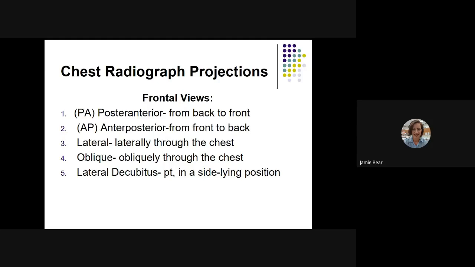Lateral just means through the chest, so from the side. Oblique also means through the chest at a different angle, and then lateral decubitus is where the patient lays down on their side. So there are indications for each one of these, but once again, the most common is PA and lateral.